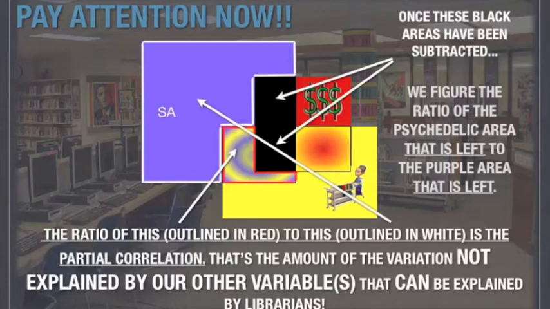These black areas have been subtracted. We figure the ratio of the area that is left to the purple area that is left. The ratio of this area outlined in red to the area outlined in white is the partial correlation. That's the amount of the variation that is not explained by our other variable that can be explained by librarians.